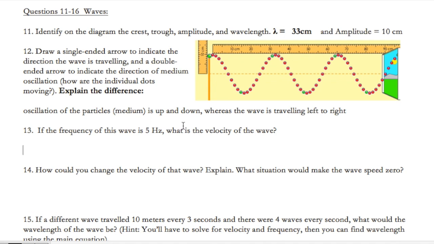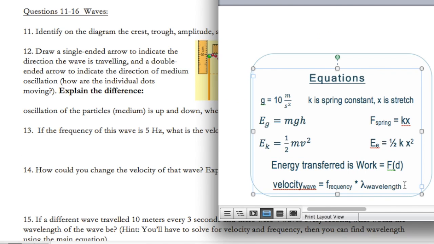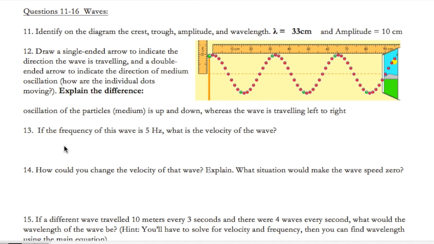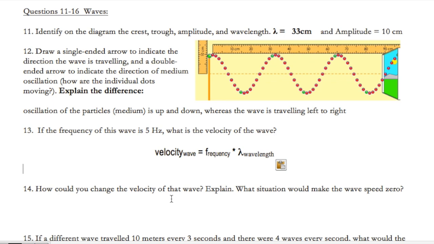So if the frequency of the wave is 5 hertz, what is the velocity? Well, it doesn't seem like enough information, but you just said the wavelength of 33 centimeters. So let's go ahead and say 0.33 meters, right? And what's our equation here? We always got to check our equation page. So our equation says velocity of a wave equals frequency times wavelength. So I'm going to plug that in. And then I'm just going to say, okay, velocity equals frequency of 5, wavelength of 0.33, and you get your answer. It's really just that easy.